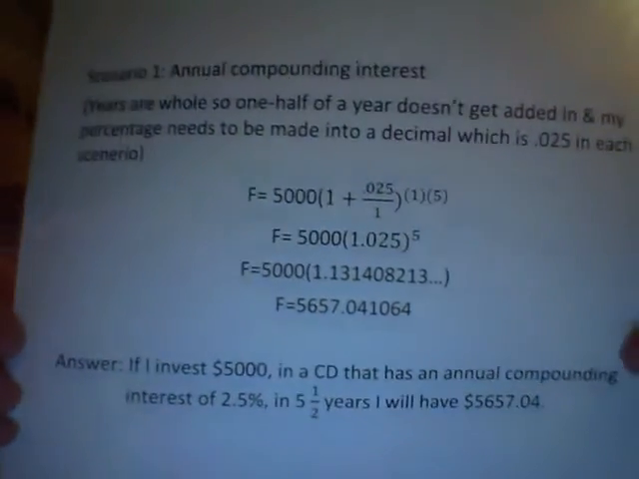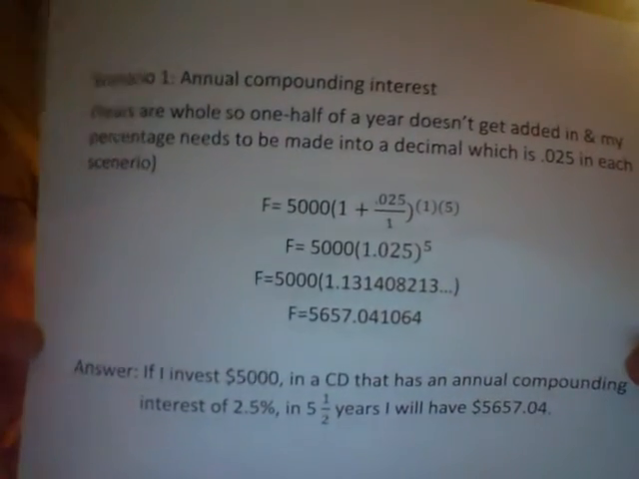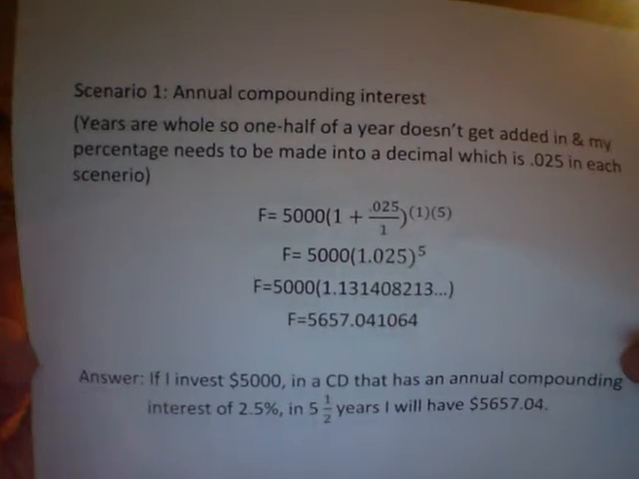In scenario 1, annual compounding interest, our formula looks like this, and I'll just read it this one time through and then give the answer on the other two.